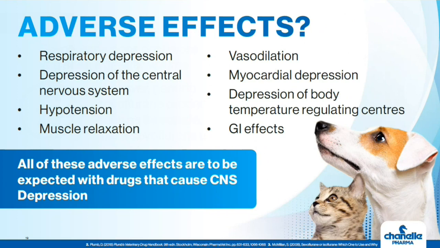Some of these indeed are actually the desired effects of a general anaesthetic inhalant, and essentially the effects become adverse when an excess of agent is used. So all of these adverse effects are to be expected with drugs that cause central nervous system depression. The other adverse effect which is worth considering is malignant hypothermia. This occurs rarely in predisposed patients, and these patients are usually dogs.